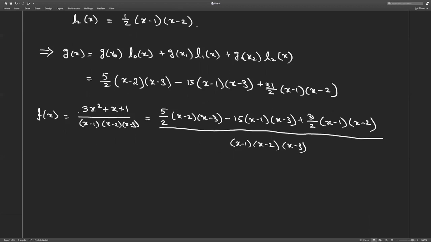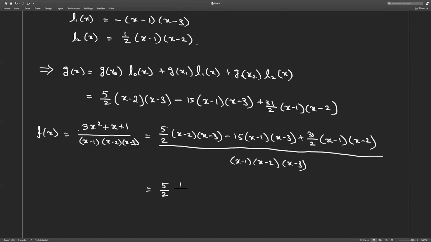and that can be written as 5 by 2 into x minus 1 into 1 by x minus 1 minus 15 into 1 by x minus 2 plus 31 by 2 into 1 by x minus 3. So that is the answer for our problem.